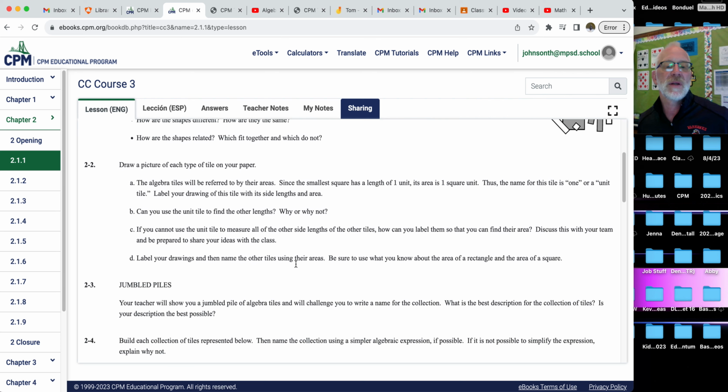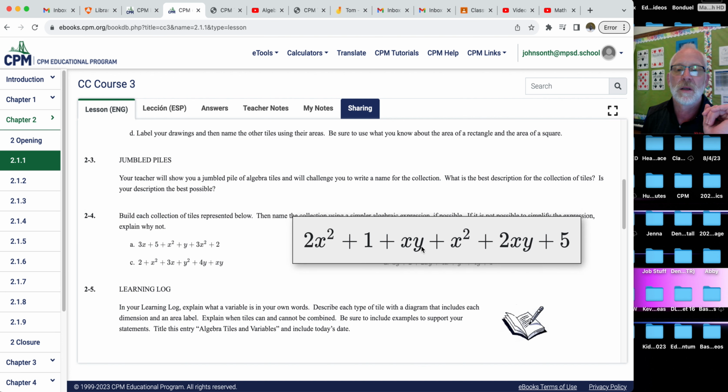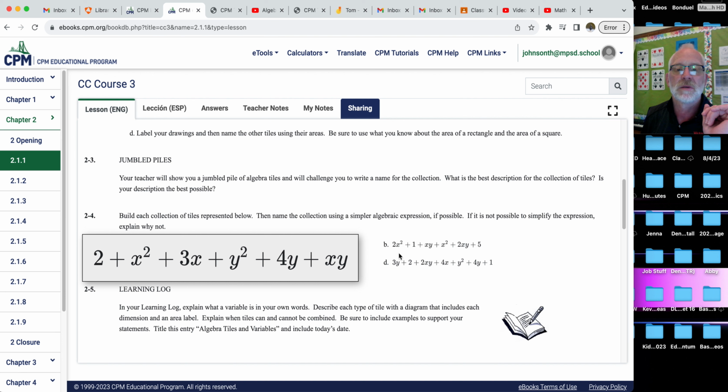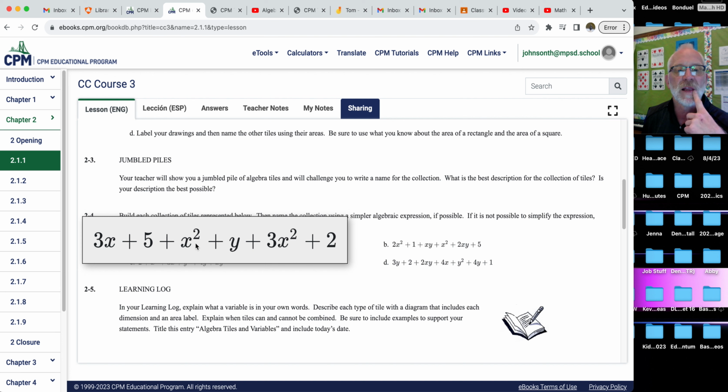The other thing we did is we looked at these piles. I said, can you make this on your algebra tile board? Can you make 3 x's? And then can you have 5 units? And then can you have 1 x squared? And then 1 y? And then can you have 3 x squared? And then can you have 2? So we went through these and made those. Then we said, can you combine those? If I see 1 x squared over here and I see 3 x squared over here, can we combine those in a different way?